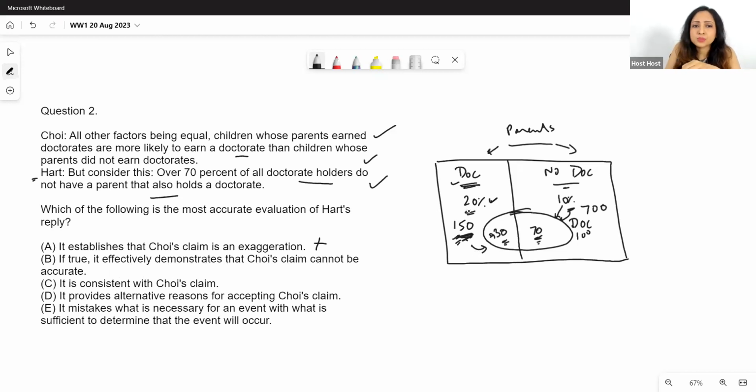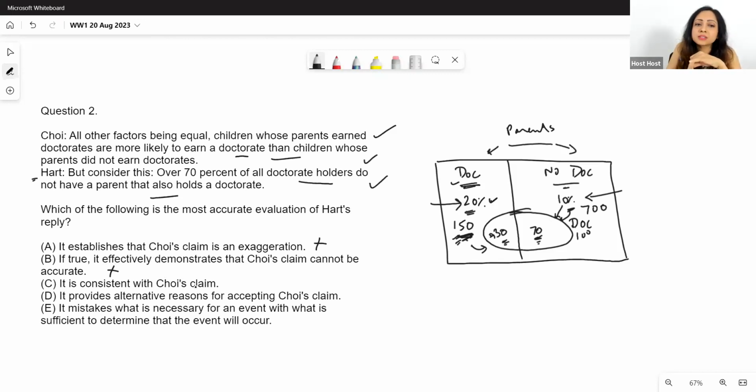It is possible that, all other factors being equal, children whose parents earn doctorates are more likely to earn a doctorate. We did give 20% of these children a doctorate, right? And only 10% over here. Still, our numbers can certainly work out. There is no problem, right? Okay, so this is not correct. Choi's claim cannot be accurate is not correct.